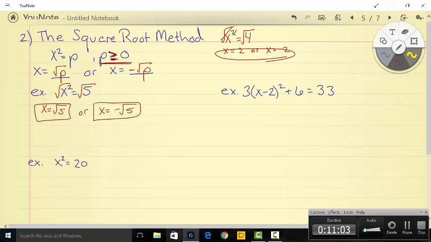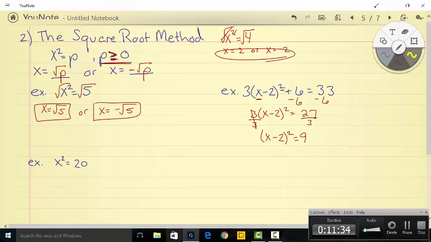Now in the second example here, we can see that the square root applies because there's presence of just an x and the quantity squared. There's not an x squared and an x presence. So we would solve this like we would a regular equation. So we're going to minus the 6 over, and we get 3 times x minus 2 squared is equal to 27. And then we have this quantity 3 out here that we would have to divide over, and we would get that x minus 2 squared is equal to 9.